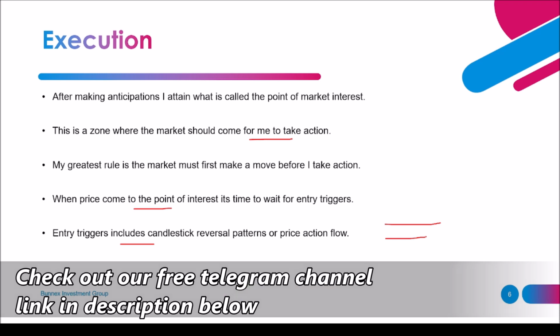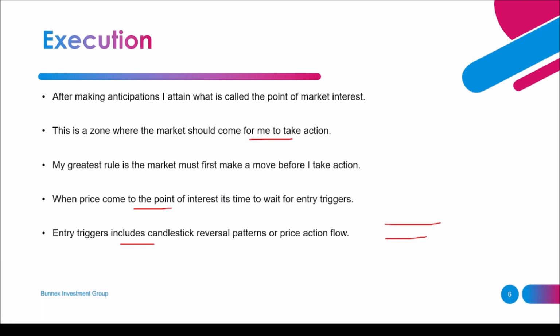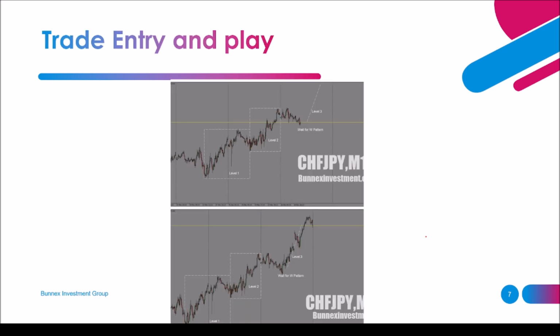So let's now go over the charts so that I can show you how these anticipations are made. In this particular case, the entry was going to be an in-trend trade. After making an anticipation like this for level 3, the market came to the point of market interest and then gave us a point of entry. After that, the market went right up.